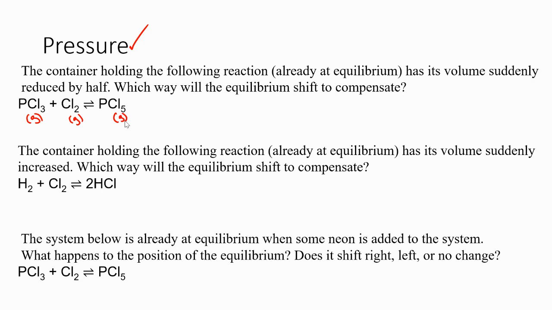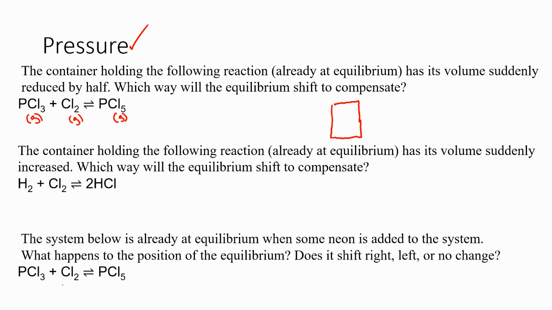In this first problem, it says the container of the following reaction has its volume suddenly reduced by half. Which way will the reaction shift to compensate? Well, here's what I want to think about. I want to think about what's really going on in the problem. And so to do that, I'm going to draw, I can't draw very well, but I'm going to draw a container. And inside of that container, let's put some particles of different types and different colors.